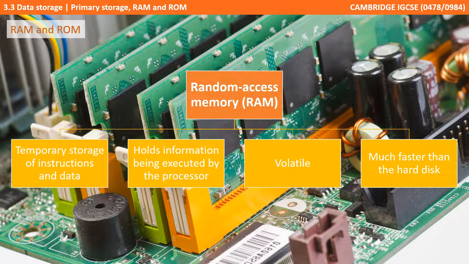The RAM is a temporary storage of instructions and data for programs that are being executed by the processor. Although the long-term storage is usually on the hard disk, it would be too slow to execute instructions from there. Therefore, they're transferred from the disk to the memory first. The RAM also holds the operating system when the computer is running.